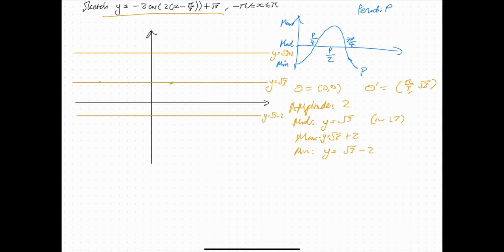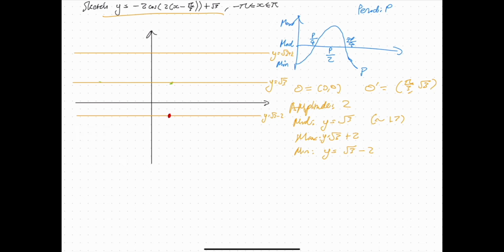Okay. So once we've done that, then we're going to consider where our values are going to be. So at the origin here, which has now been moved to this point here, we expect that there should be a minimum value there. So it means that we are going to have our graph down here. So our first plot is actually going to be down here.